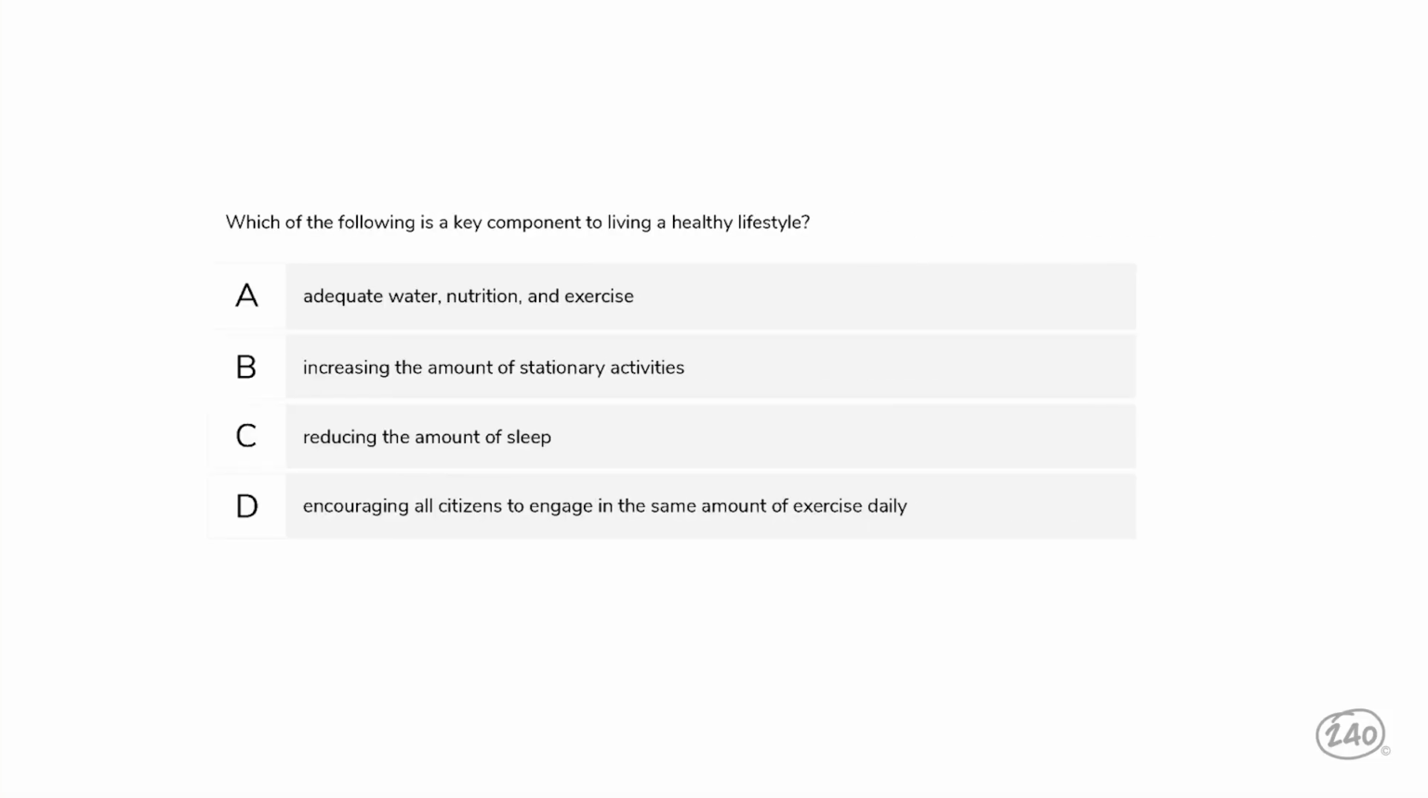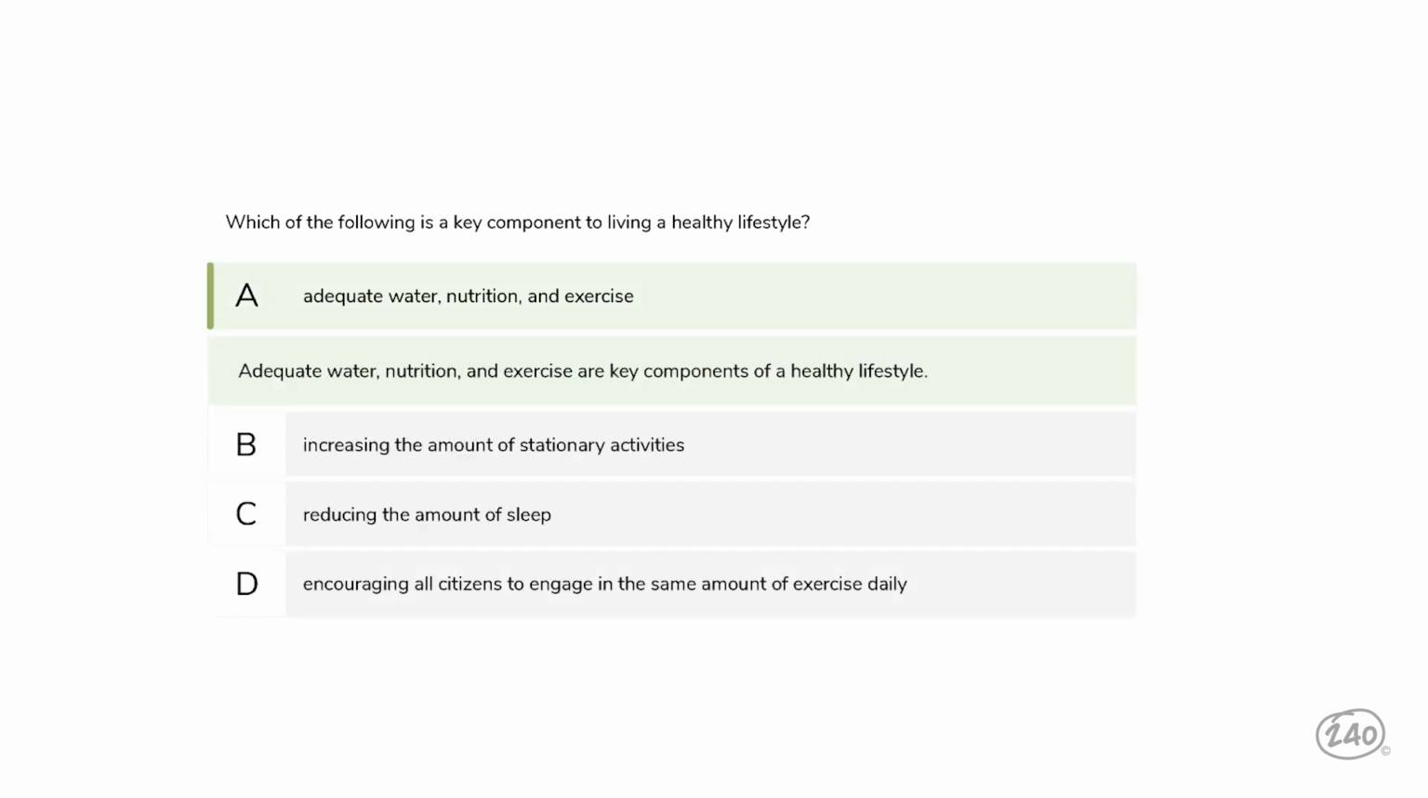Which of the following is a key component of living a healthy lifestyle? Adequate water, nutrition, and exercise, increasing the amount of stationary activities, reducing the amount of sleep, or encouraging all citizens to engage in the same amount of exercise daily? The best answer is A. Adequate water, nutrition, and exercise are key components of a healthy lifestyle.